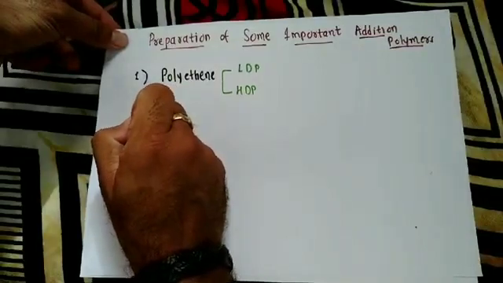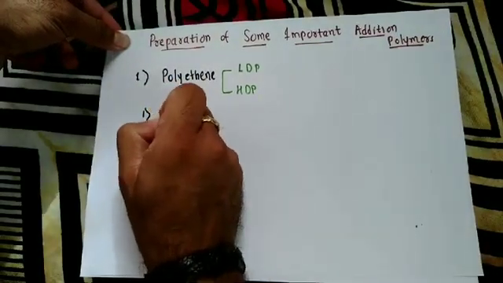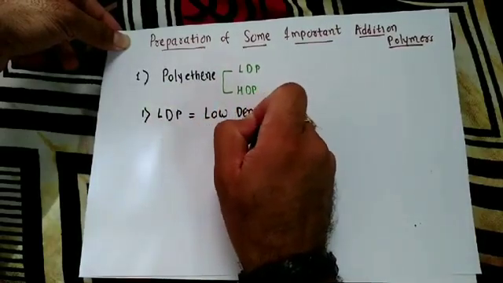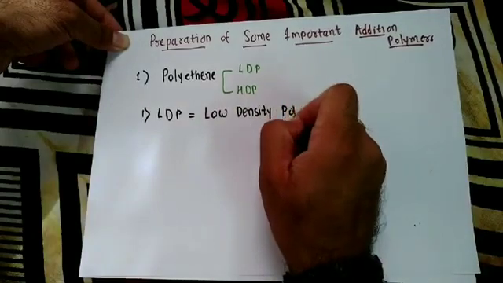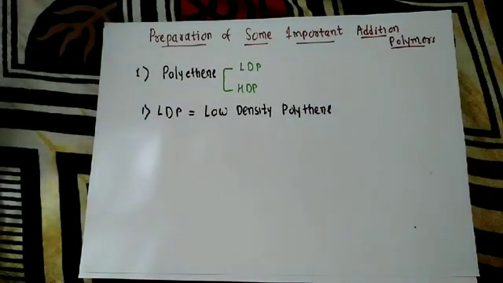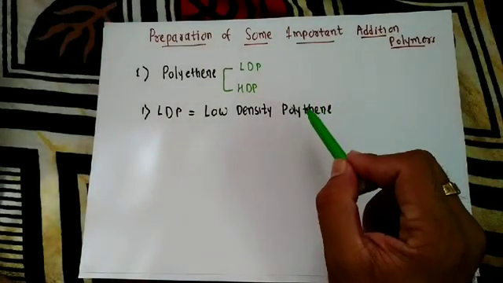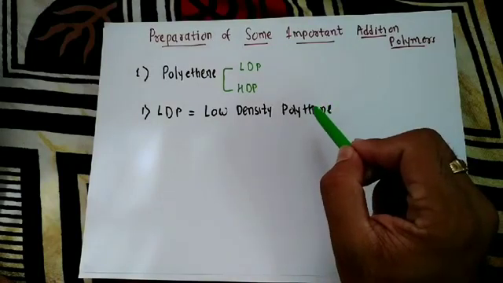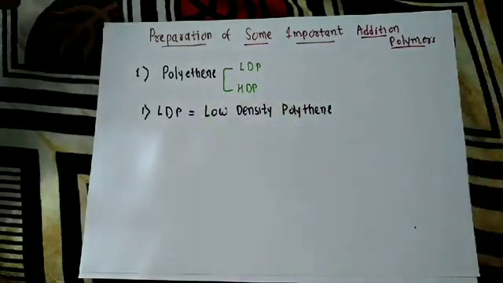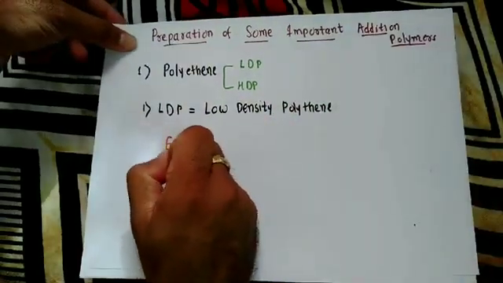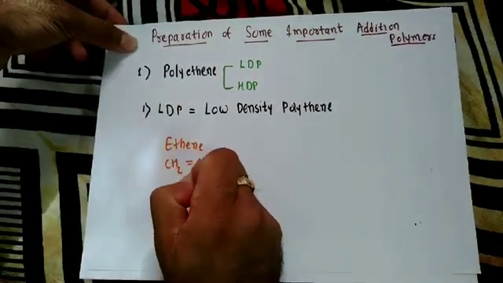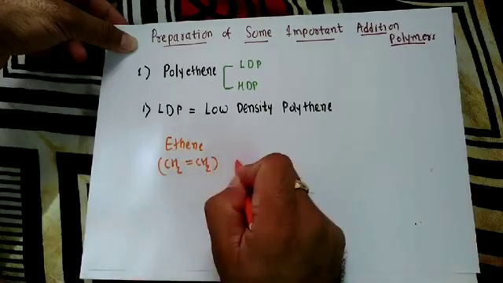Our first preparation is LDP, low density polythene. Low density polythene is formed from ethene. The name polythene itself suggests that it is made up of ethene monomer. So the monomer is ethene, and we all know the structure of ethene. It is CH2=CH2, right?